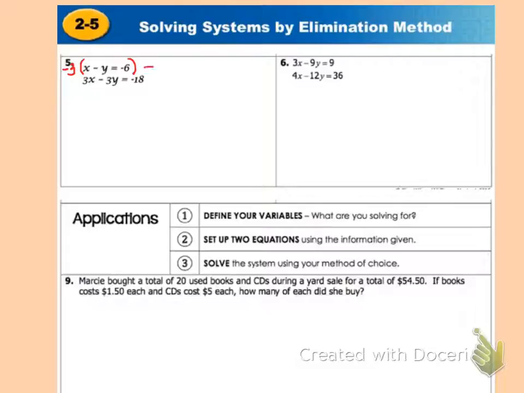So when I do that, I multiply that -3 through, I end up with -3x plus 3y, and then the -3 times the -6 is positive 18, and then I'm going to just rewrite that second equation.